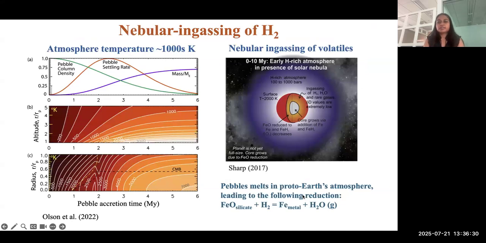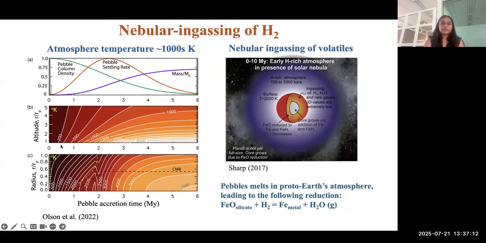Okay, now I'll move to the second part, where I'm interested in the water formation for Earth. In the left-hand side figure, I show a plot from Olson et al. 2022. In figure A, he calculates the planet mass relative to Earth's mass as a function of pebble accretion time on the x-axis. And 0.7 to 0.75 Earth masses form in about 5 to 6 million years. This rapid growth of an Earth-like body will lead to very high atmospheric temperature.